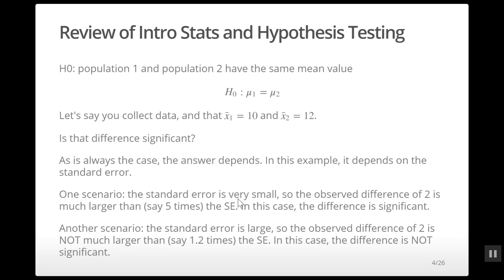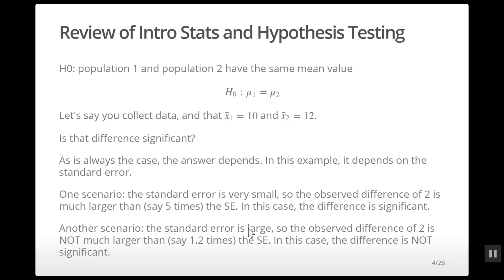On the other hand, it's also possible that the standard error is large, and maybe the observed difference of 2 is not much bigger than the standard error. Maybe it's only 1.2 times bigger than the standard error. And in that case, this difference of 2 is not significant.